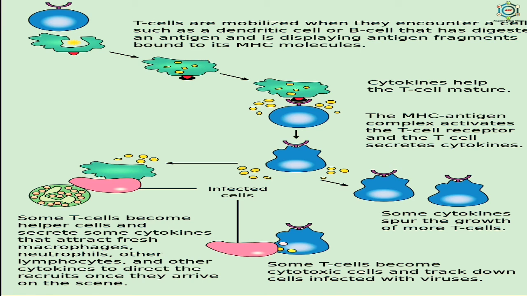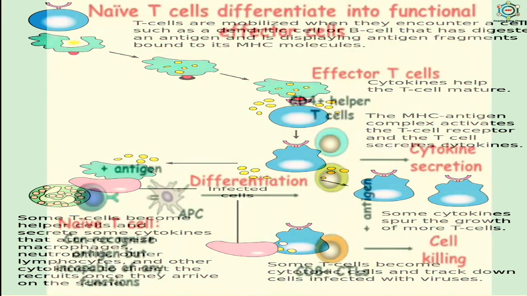Then, some cytokines spur the growth of more T cells, and some T cells become cytotoxic cells and track down cells infected with viruses. Some T cells become helper cells and secrete cytokines that attract fresh macrophages, neutrophils, other lymphocytes and other cytokines to direct the recruits once they arrive on the scene.